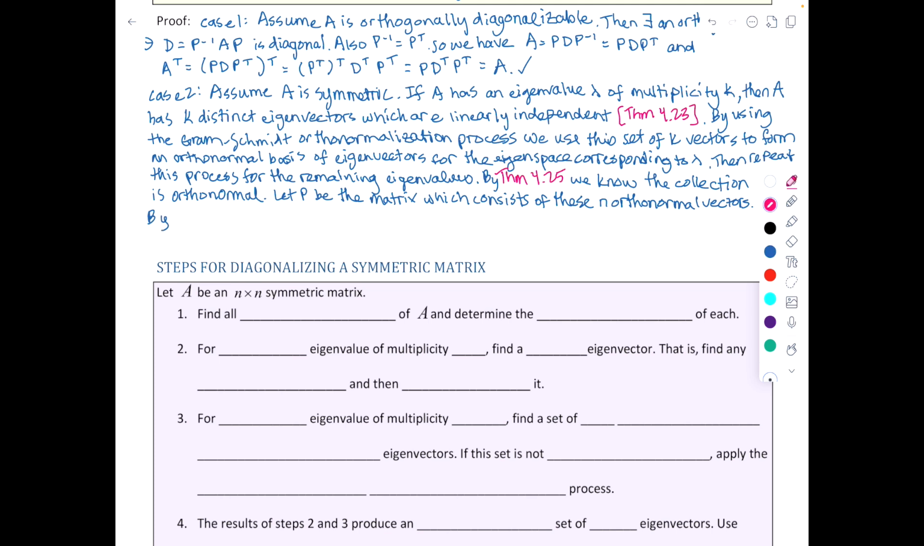by theorem 4.24, P is an orthogonal matrix, and by theorem 4.21 in this workbook, P inverse AP is diagonal. So A is orthogonally diagonalizable.